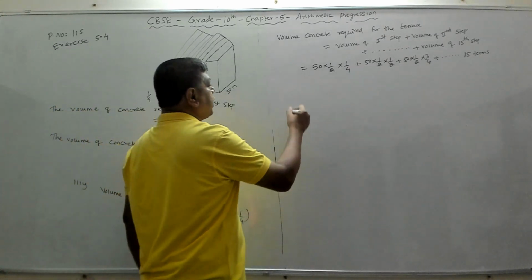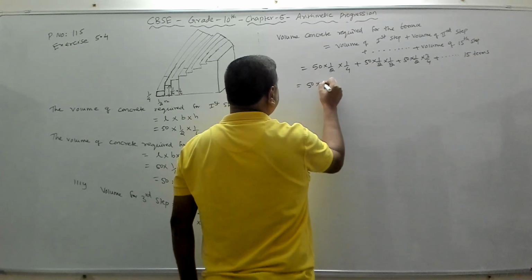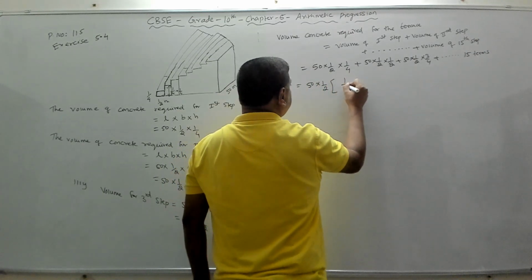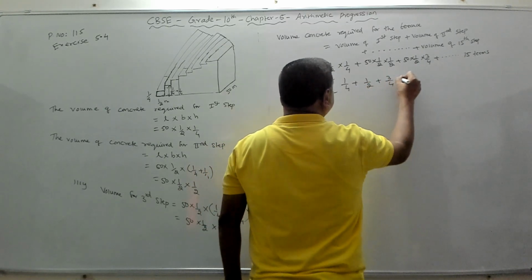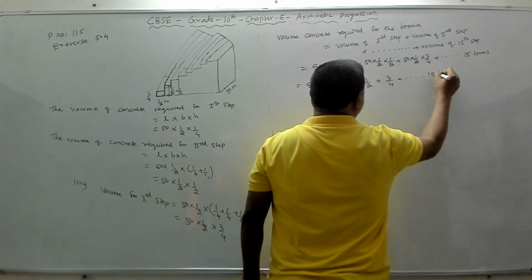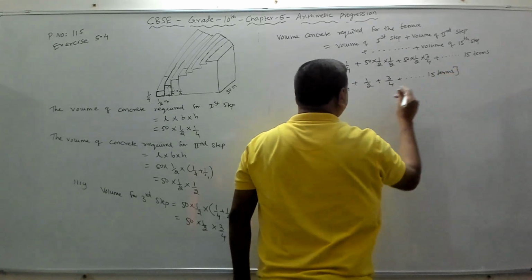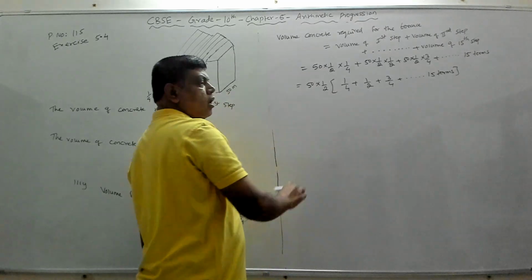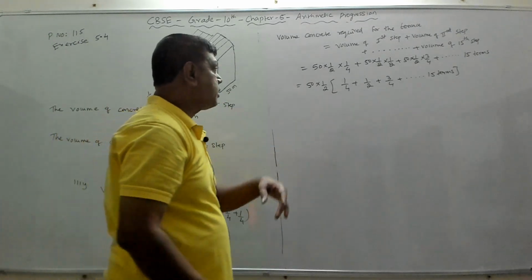Right, now suppose here 50 and 1 by 2 is common. So if you take 50 into 1 by 2 as common, you get 1 by 4 plus 1 by 2 plus 3 by 4 plus dot 15 terms. Now if you look at this, it forms an AP or arithmetic series. This forms an arithmetic series, right?